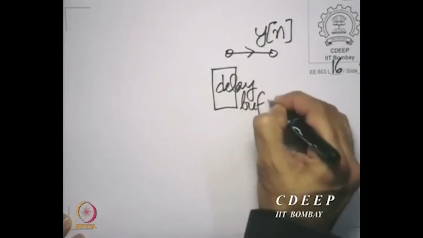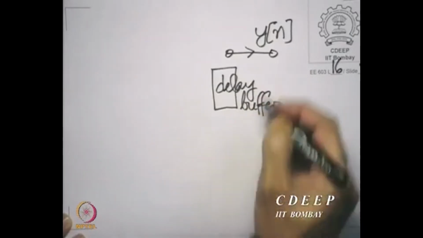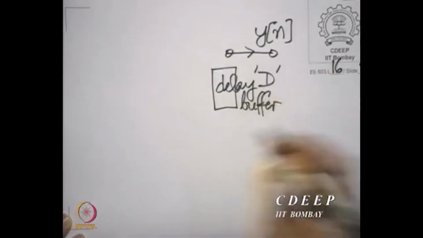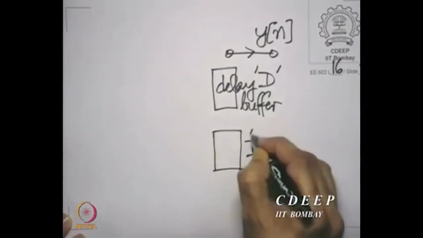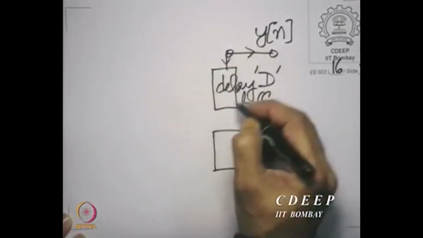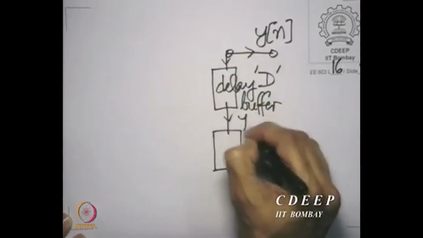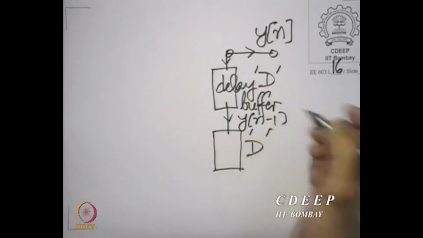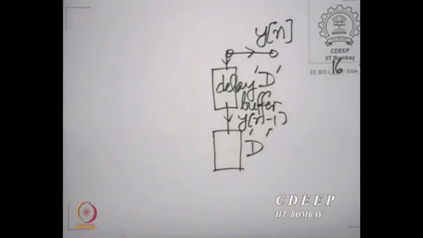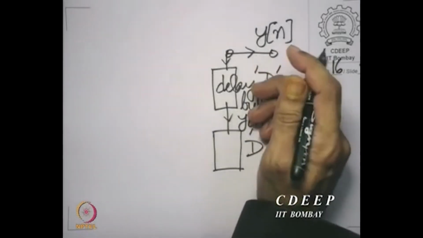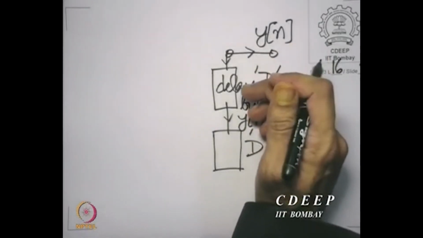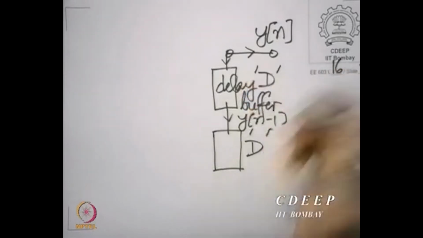So, you introduce a delay buffer, which we will denote by D. In fact, introduce two of them. When you feed y[n] to a delay buffer, what you get is y[n-1]. That means a delay buffer stores the previous value of the input given to it. So, in this case it is y[n], but in general a delay buffer stores the previous value of the input given to it.